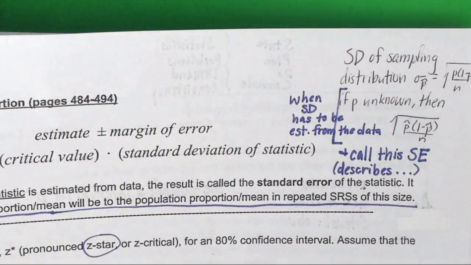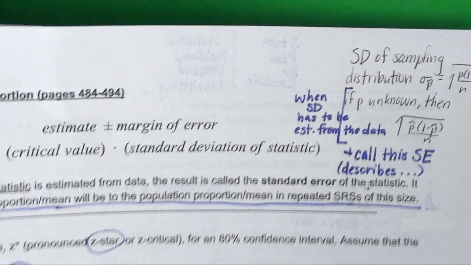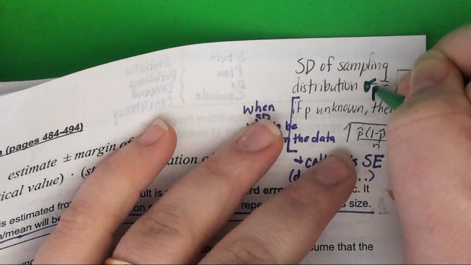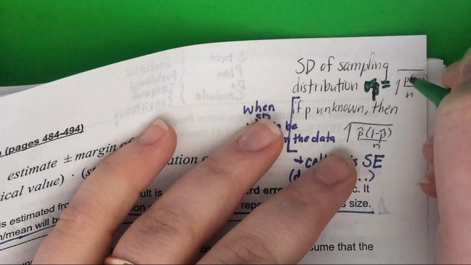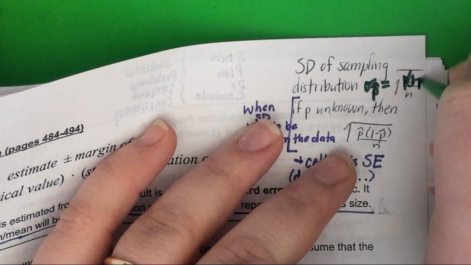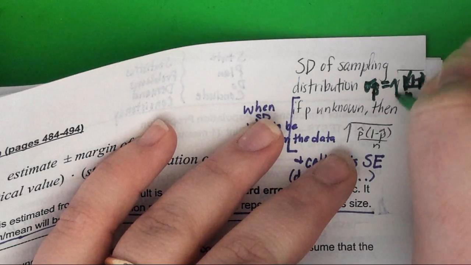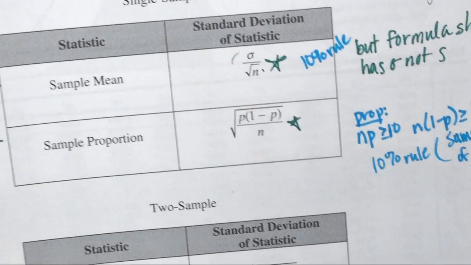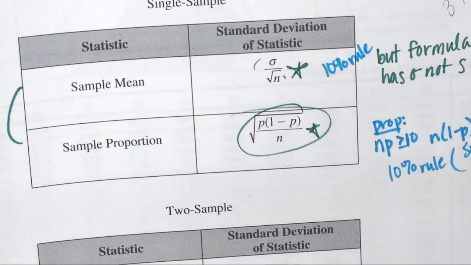What we've been calculating when we're doing proportions today, we'll have to finish up proportions tomorrow. But we keep talking about it's either going to be a means or proportions problem. We're going to start off with proportions world. We've been dealing with this formula for proportions to find the standard deviation. We would plug in P times 1 minus P over N and take the square root of that. That's what was on this sheet. We've been using this formula for a while now.